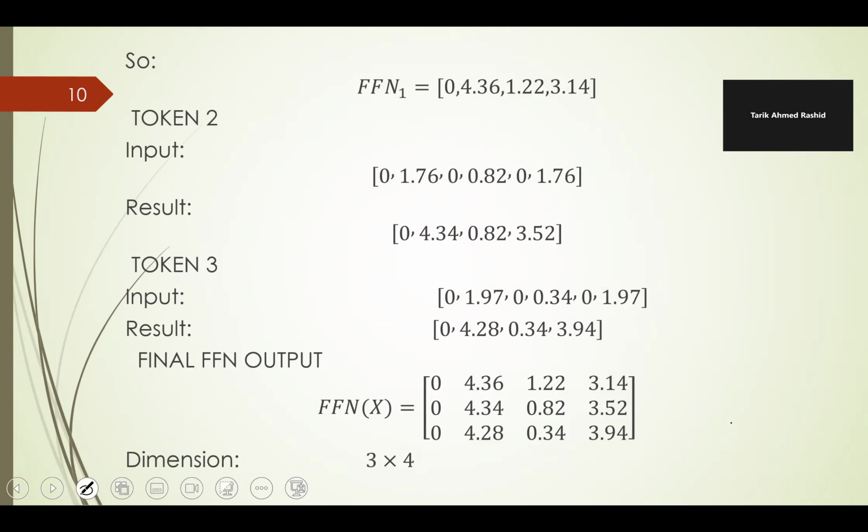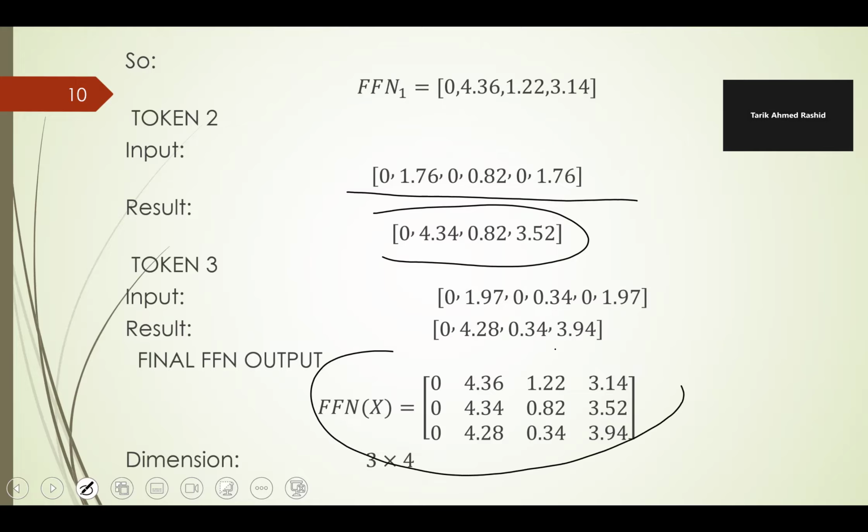For the second token, we do the same thing. So that's the input that we have, and we multiply it and we get the result for token 2. And for token 3, likewise, we have each token row multiplied by each column of W matrix 2. So that is the result for the feed forward neural network. So that's the final dimension. We'll have 3 by 4.